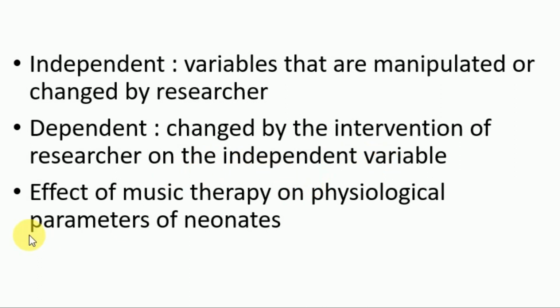An example for a research study is the effect of music therapy on physiological parameters of neonates. Here, the independent variable is the music therapy and the dependent variable is the physiological parameters of the neonates. The researcher is introducing a treatment, music therapy, so it is the independent variable. Because of this music therapy, it will cause some changes in the physiological parameters of neonates, so physiological parameters is the dependent variable.